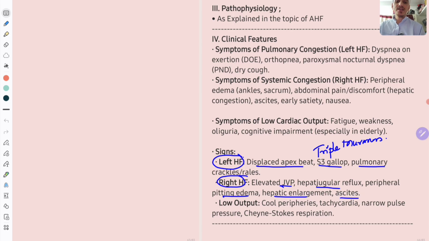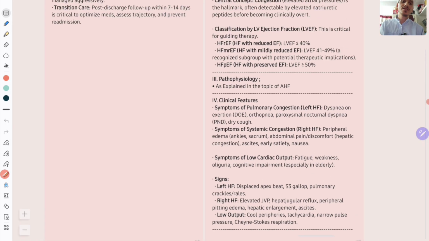Signs of low output: cool peripheries because of decreased blood supply to the limbs, and to maintain that, the heart beats fast, so there is tachycardia and narrow pulse pressure. And Cheyne-Stokes respiration, which is regularly irregular respiration. You will know this when you see a patient of heart failure, and the mechanism of Cheyne-Stokes respiration was already explained in depth in the classes on cardinal manifestations of pulmonary diseases. So that's about clinical features.